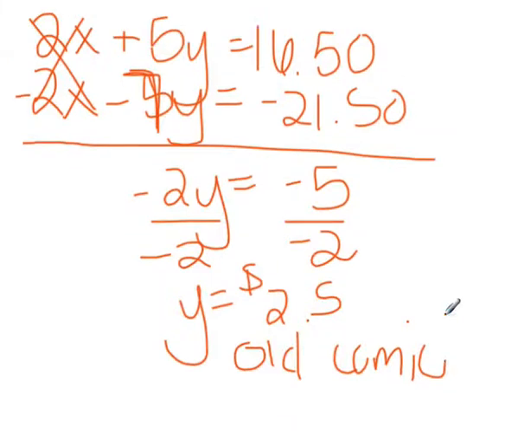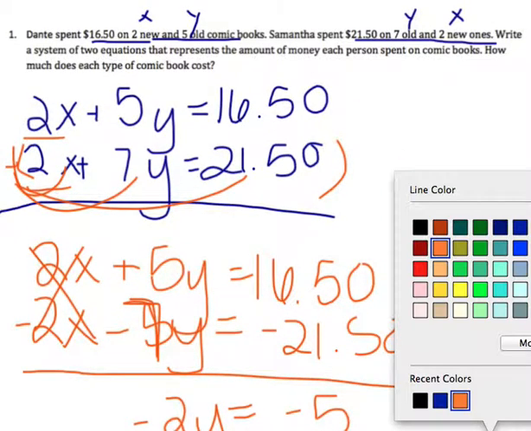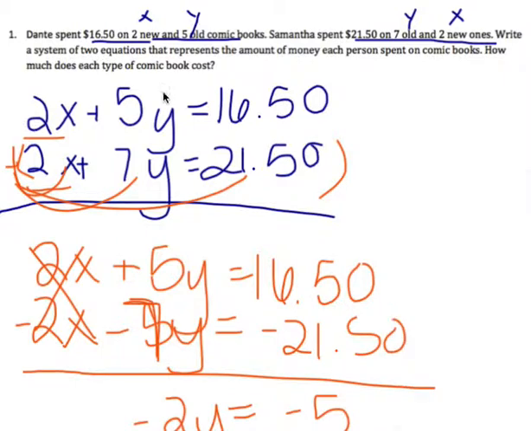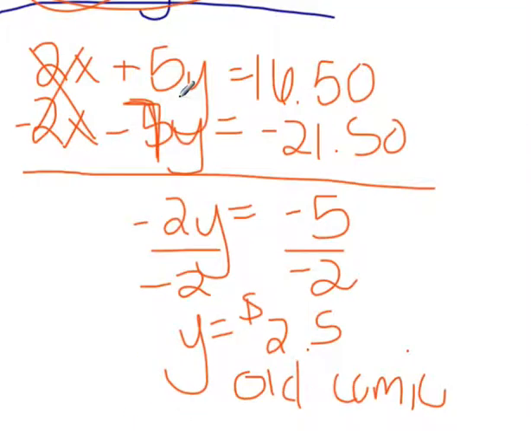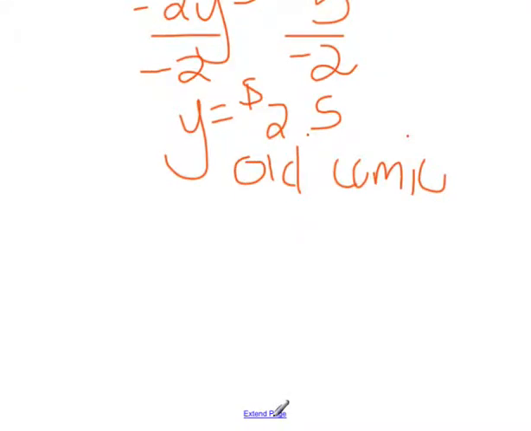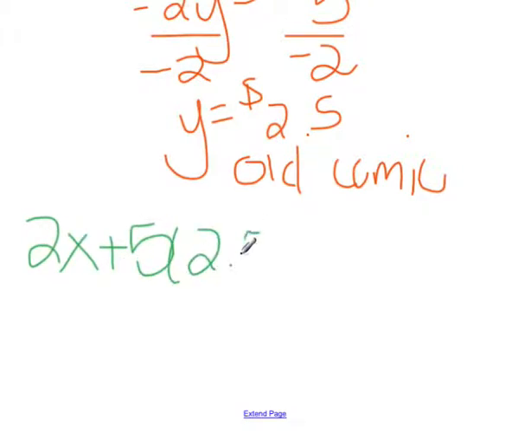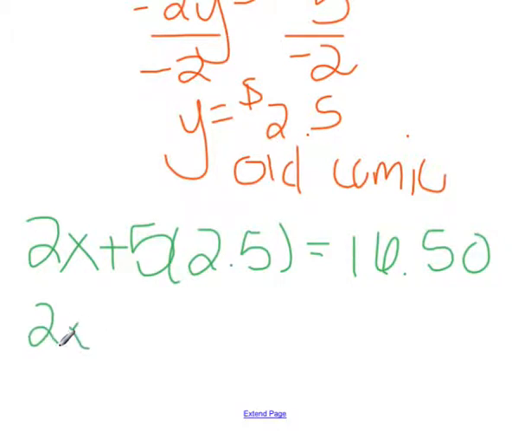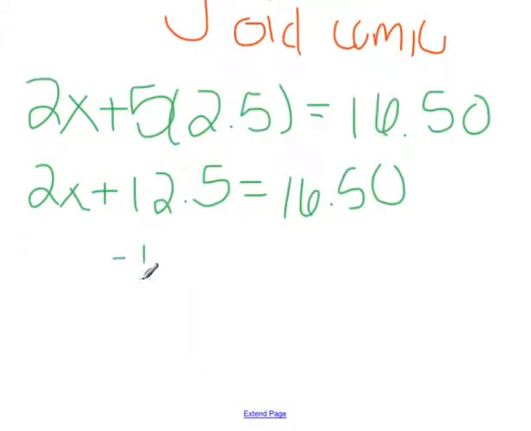Next, let's scroll back up and take a look at our original equation. We can plug that back in for y so we can figure out what our x is. I'm going to rewrite that top equation. I'm going to take the x out completely and put the y in instead. And that's going to be equal to 1650. So now I have 2x, and then 5 times 2.5 is going to give us 12.5, and that's equal to 1650. Then I'm going to subtract 12.5 from both sides.